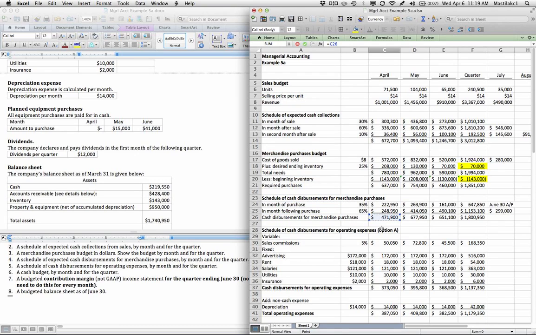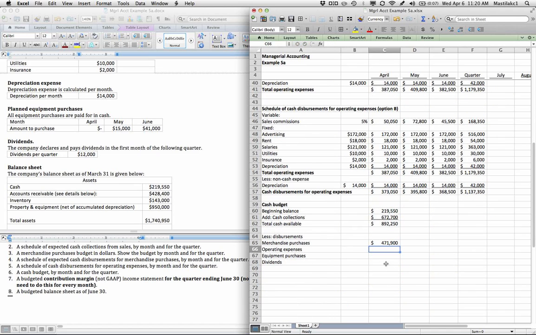In the month of April, we're going to spend $491,000 in cash. Again, don't pick up your cost of goods sold. Don't pick up the amount of purchases, but pick up the cash disbursements for merchandise purchases. That's the right number to pick up.